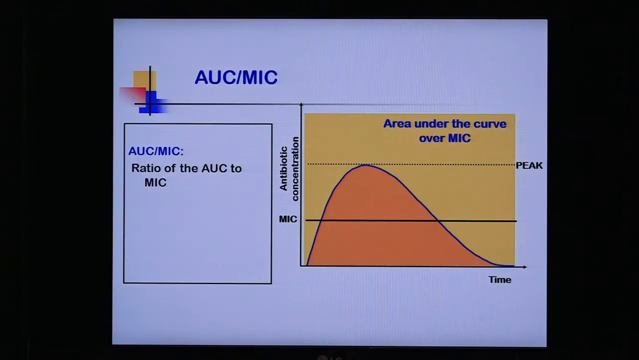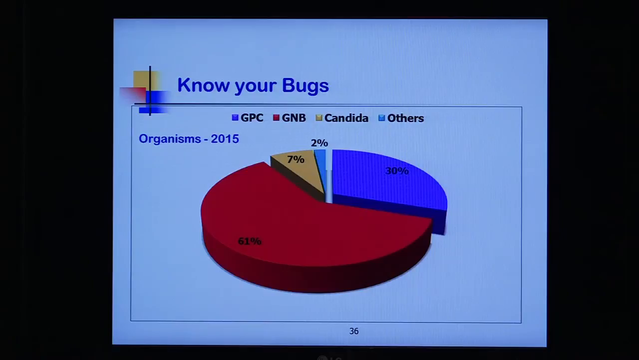and area under curve over MIC. Area under curve means the area that is covered over the MIC. So, here both the dimensions are measured, the peak as well as the time. If you combine both, then this is AUC over MIC.